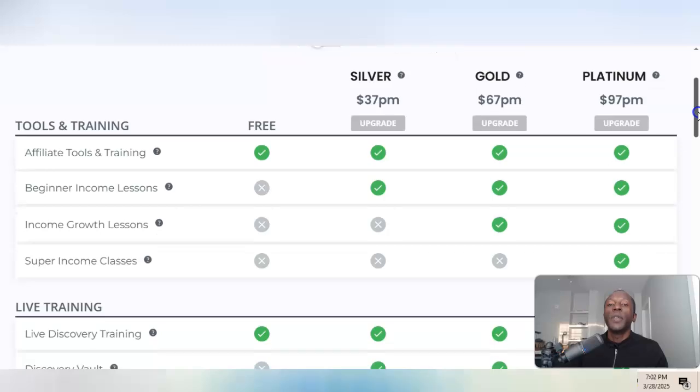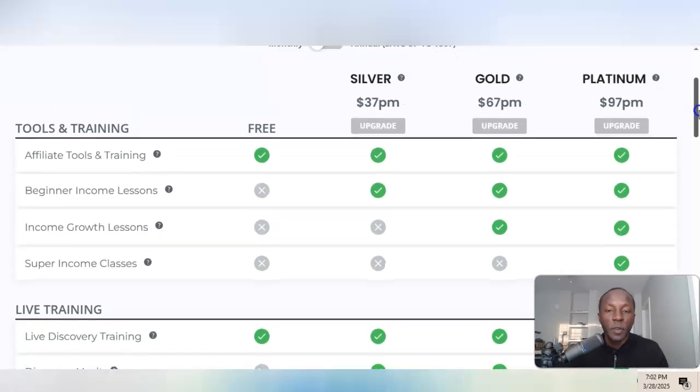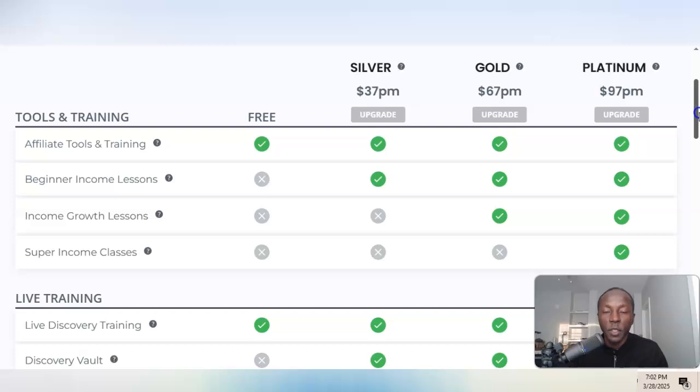Now there are several different levels to which you could join this particular training. There's a free account, and you can see what you get access to here. But then there's a silver level, gold level, platinum level, $37 per month. It's an upgraded version. With the free version, you still get training. With silver, you get access to more. With gold, you get access to even more. And with platinum, you get access to just about everything there is.